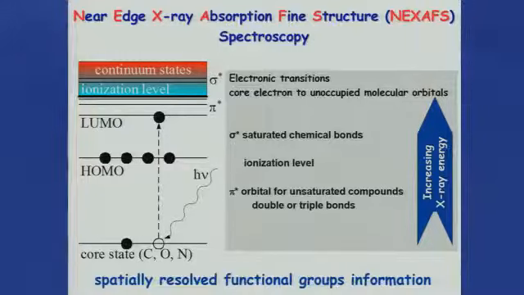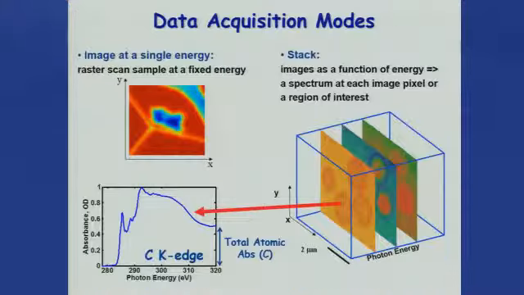So for all these experiments, the particles were deposited on silicon nitride windows. The spectroscopy that is used in conjunction with this method is near-edge X-ray absorption fine structure spectroscopy. So it's basically excitations of electrons from core states to different unoccupied energy levels. So we can obtain both spectrum and the spatial resolution. So very quickly, data acquisition modes. You can do images under a single energy as you raster scan the sample.